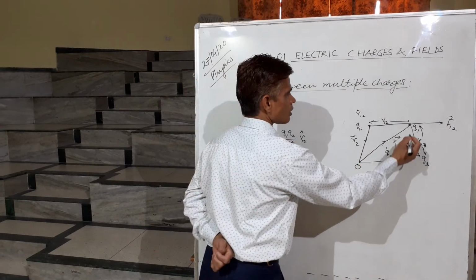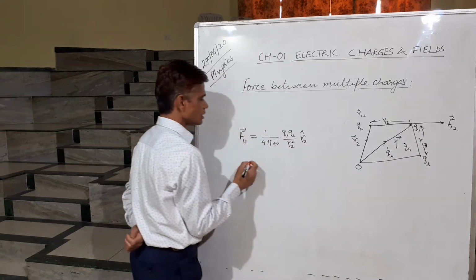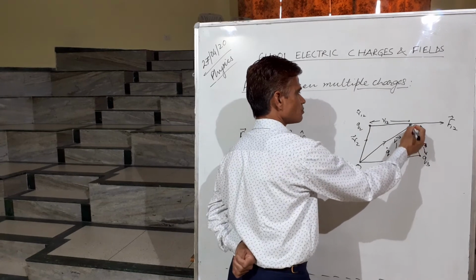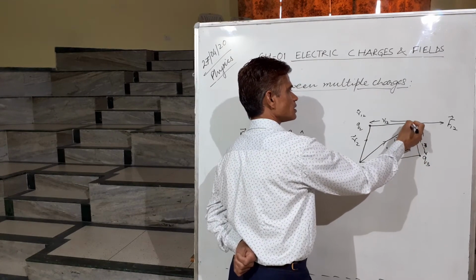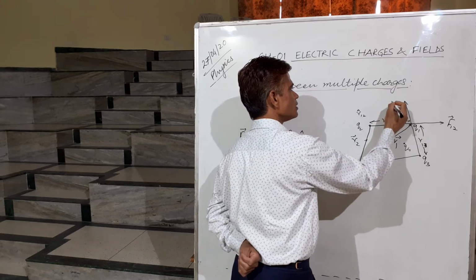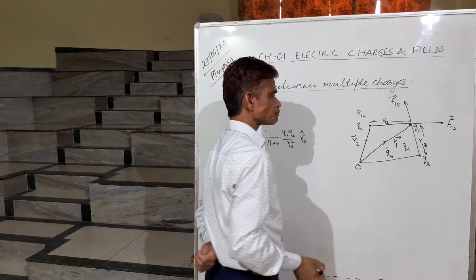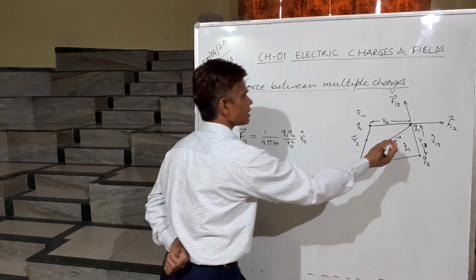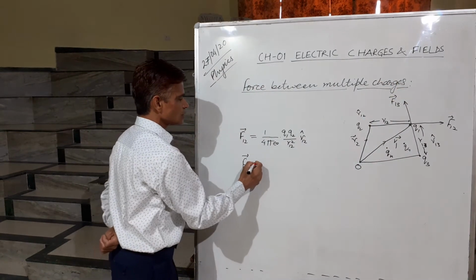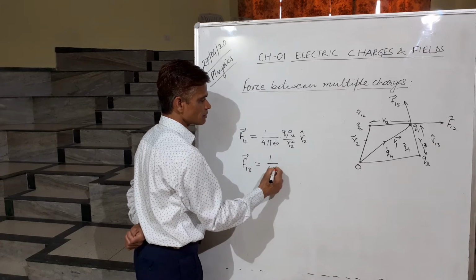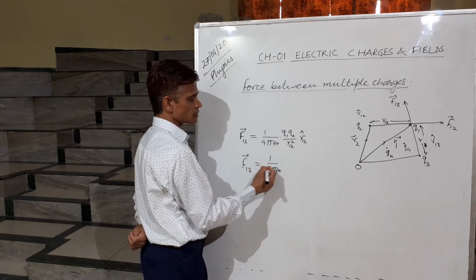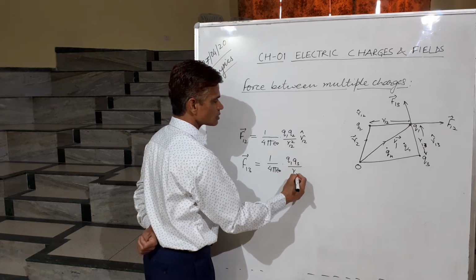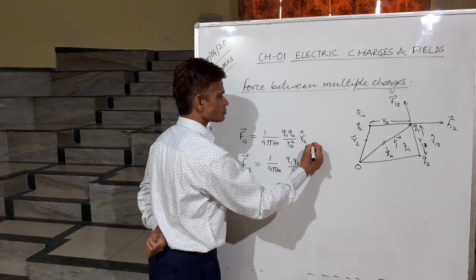Now the force on the same charge q1 due to charge q3 can be written as F13. What is the direction of this force F13? It will be in this direction. If we suppose that r13 cap is the unit vector along this force F13, then vector F13 can be written as 1 by 4 pi epsilon naught q1 q3 upon r13 square into r13 cap.